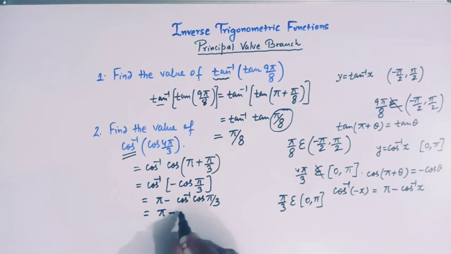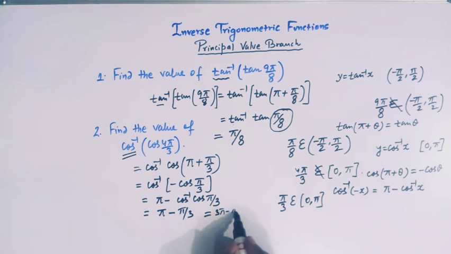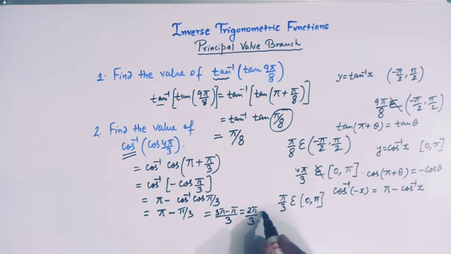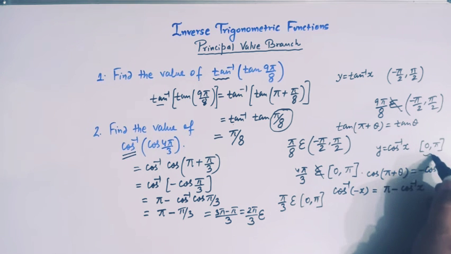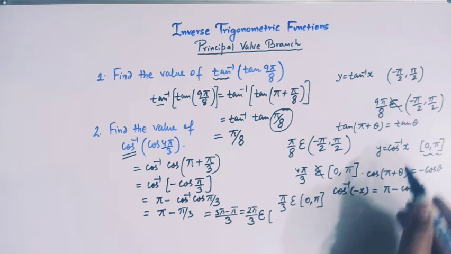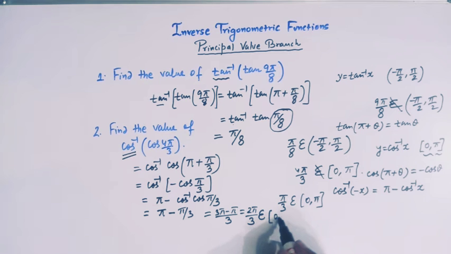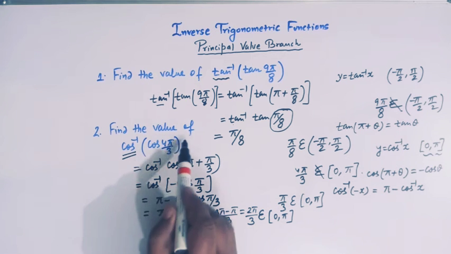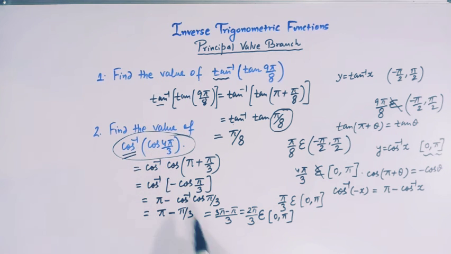So now we have pi by 3, and pi minus pi by 3 is 3 pi minus pi by 3, that is 2 pi by 3. And obviously 2 pi by 3 belongs to this principal branch of cos inverse x, that is 0 to pi. So the value of this expression is 2 pi by 3.